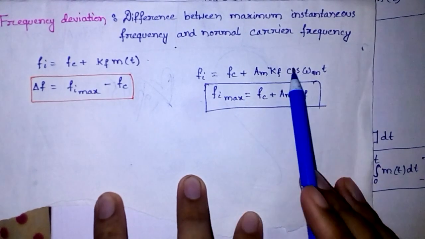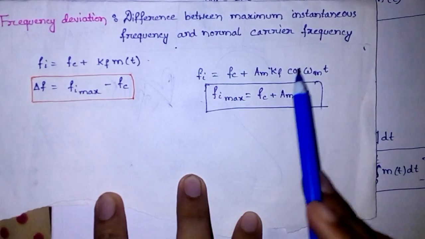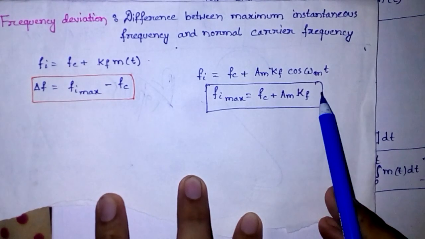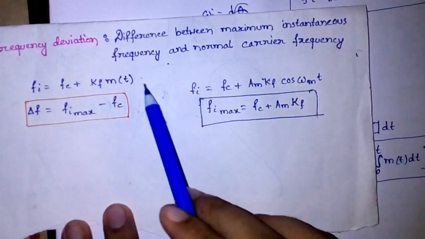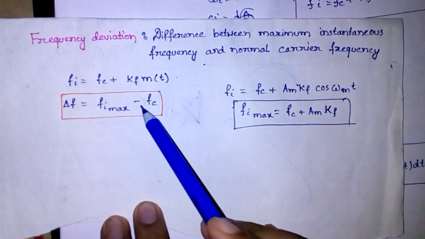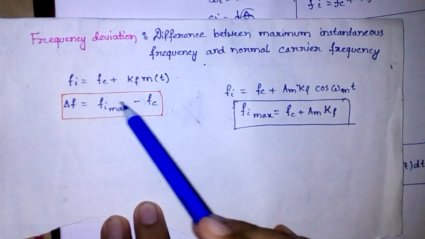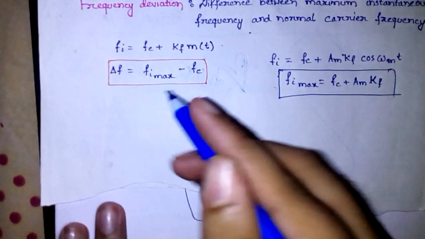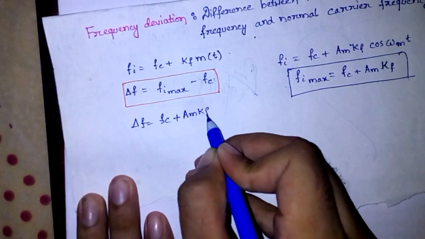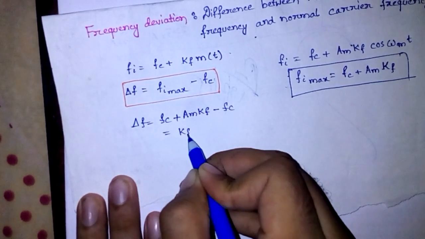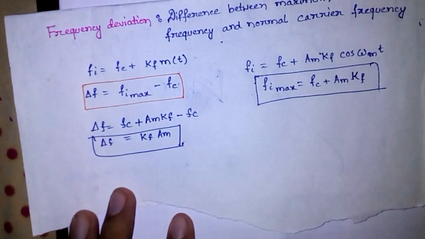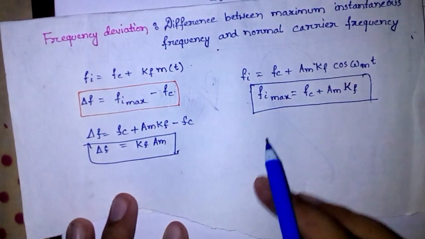What should be the maximum value of this instantaneous frequency? This will be maximum whenever the term cos omega m t is 1. So the maximum value will be fc plus Am multiplied by kf. As I have told you, the frequency deviation is the difference between the maximum instantaneous frequency and the normal carrier frequency. Here the maximum instantaneous frequency is fi max and the carrier frequency is fc. This difference will give us del f, which is the deviation. So del f is fc plus Am kf minus fc, which is kf times Am. From this deviation we will be finding the modulation index or the modulation depth. I will be deriving that term very soon.